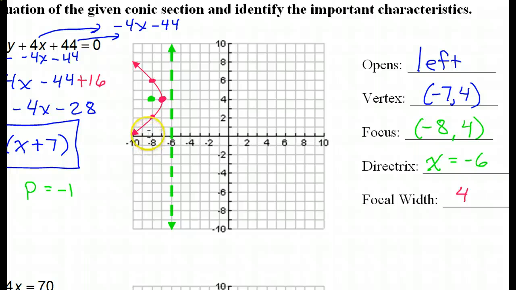Look at that cute little parabola. Who's a good little parabola? You are.